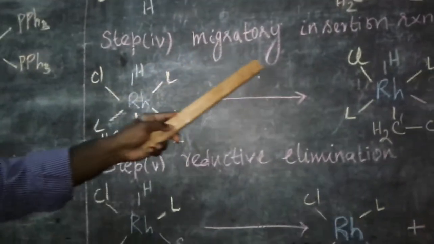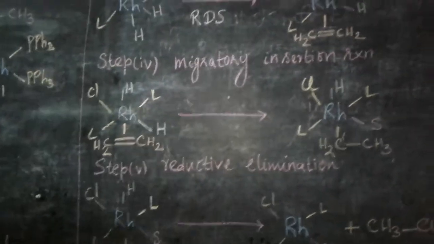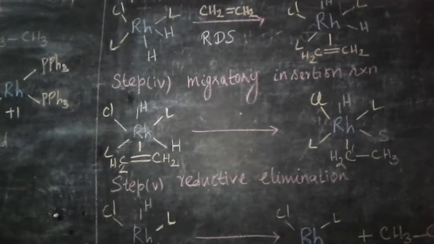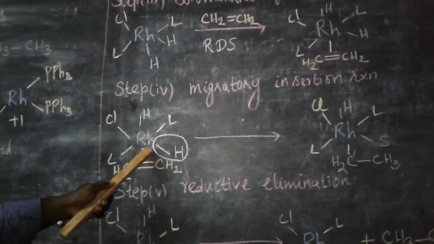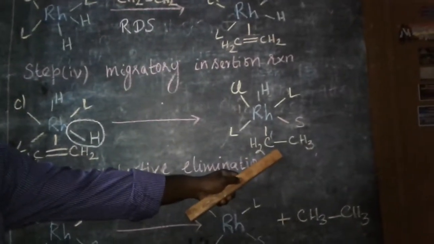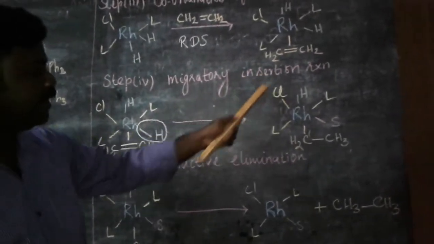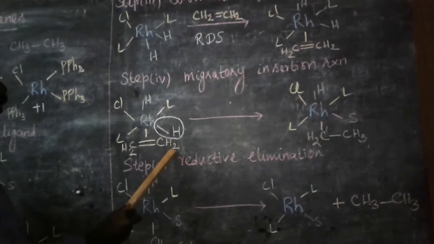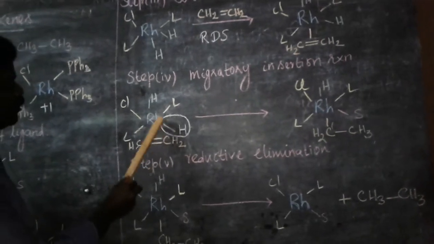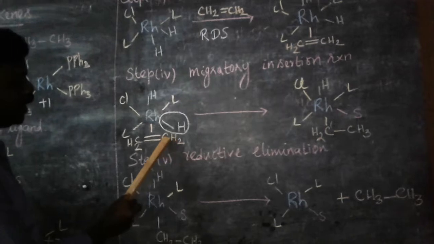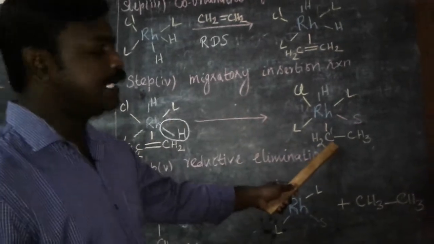Next step is the migratory insertion step, or migratory insertion reaction. You know the meaning of migration, that means change of position. Look here, the hydrogen is directly attached to the metal rhodium, but when you come to the other side, that is the product side, the position of the hydrogen gets changed, and where it goes, it gets inserted between this carbon and hydrogen. Step 4 starts with one hydrogen which is attached to rhodium, but it migrates from its position and is inserted between the carbon and hydrogen present in the alkene, and we get the product like this. Now the alkene is changed to an alkyl group.